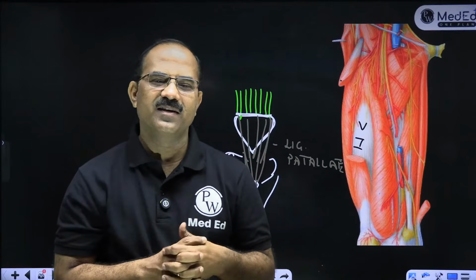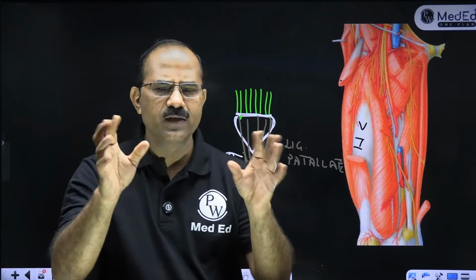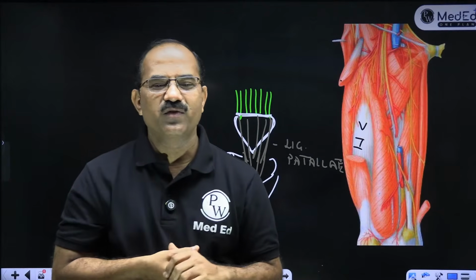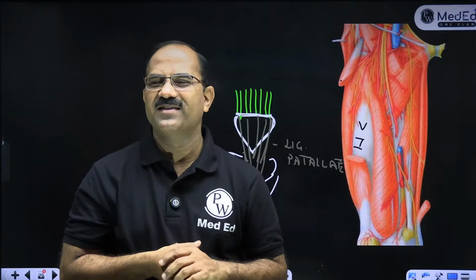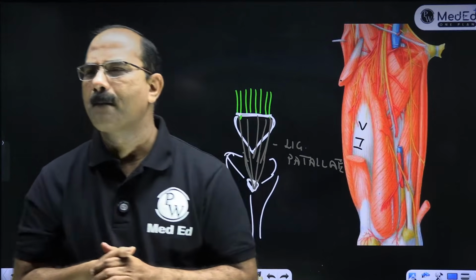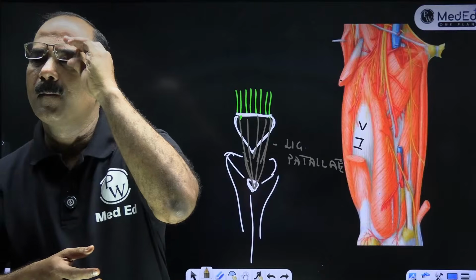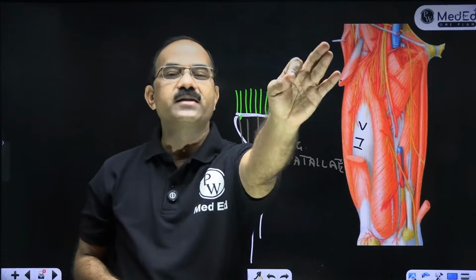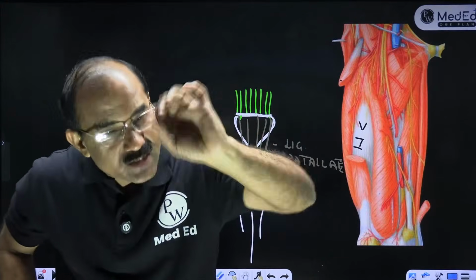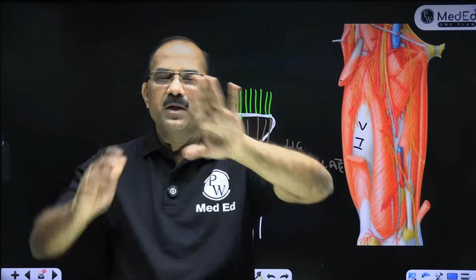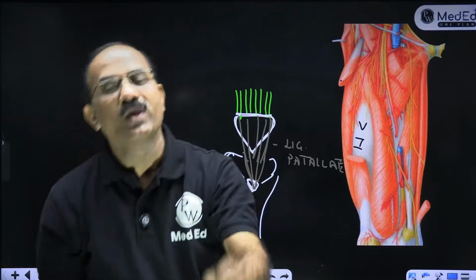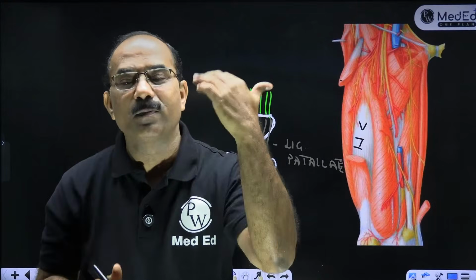Answer this. You should know this. ये कुछ चीजें which you should know. What is the action of quadriceps femoris? It causes extension at the knee joint. Excellent. Extension at the knee joint, and rectus femoris alone. मतलब चारों का एक्शन इज एक्सटेंशन एट द नी जॉइंट, बट रेक्टस फेमोरिस अलोन कॉजेस फ्लेक्शन एट द हिप जॉइंट.